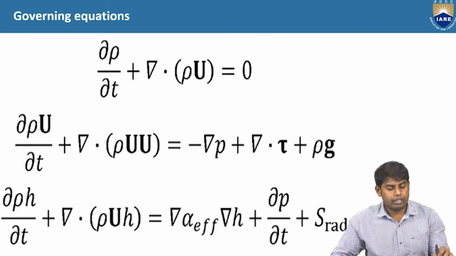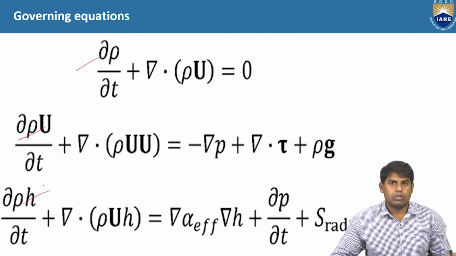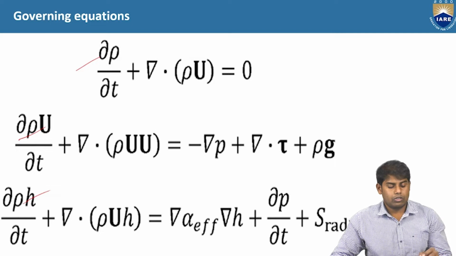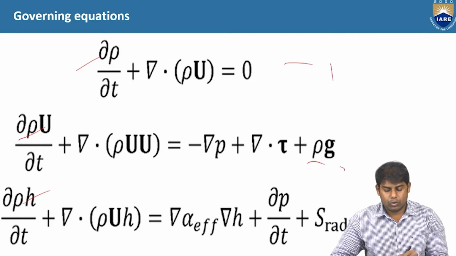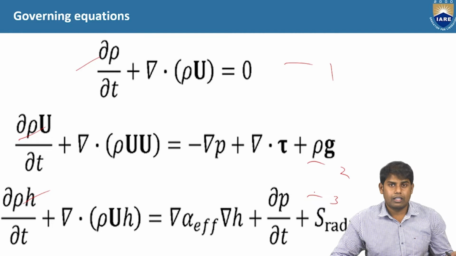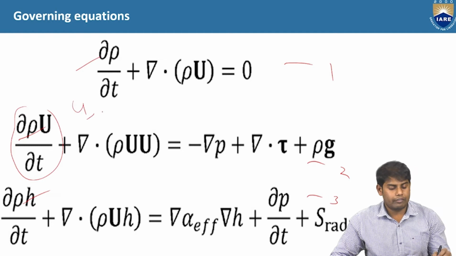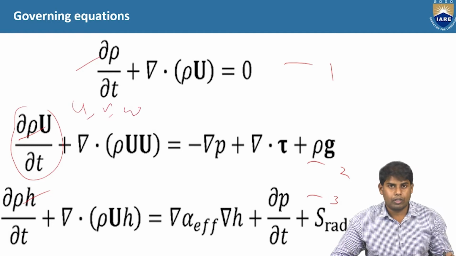So we have the continuity equation, the momentum equation, and the energy equation. In short, these equations 1, 2 and 3 are written in vectorial form. If you write in scalar form, this momentum equation will be split into 3. So you have u velocity momentum, v velocity momentum, and w velocity momentum. So 1 plus 3, 4, and energy 5. So a total of 5 equations would be there.